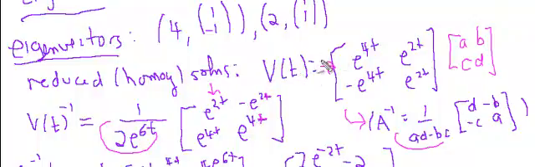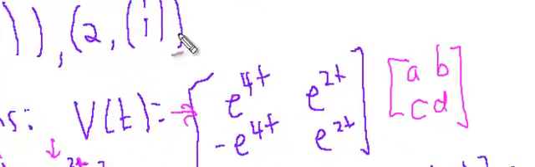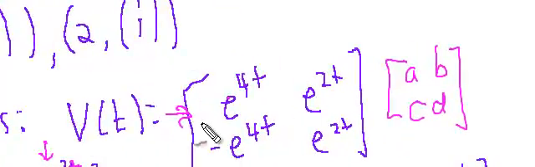Let's do the second one. If I do this first row times the second column, I'm going to have e to the 4t times e to the minus 2t, minus e to the 2t. That's minus e to the 6t. And then here you'd have e to the 2t times e to the 4t. That's e to the 6t. That gives you 0. So you can actually check every one of the 4 entries of the product V of t times V of t inverse.